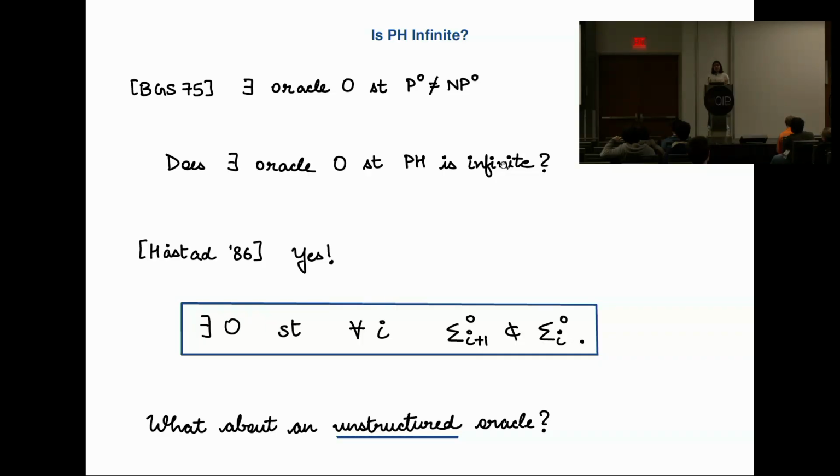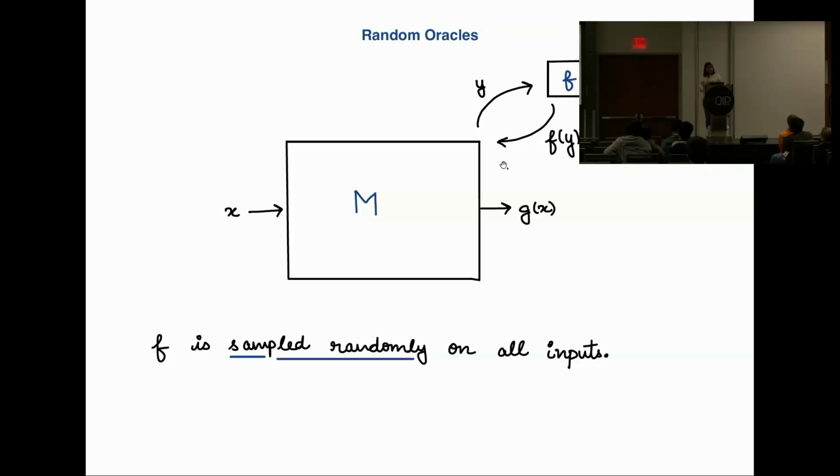But both of these oracle separations use a lot of structure in this oracle to be able to show such a result. So these are very contrived, structured oracles constructed precisely for the purpose of showing that PH is infinite. And then it's natural to ask whether we need all this structure in the oracle to show such a result, or whether we can also show that PH is infinite even if you have some very unstructured oracle. So what do we mean by an unstructured oracle? Well, we'll talk about the random oracle model as our model of unstructured oracles. So what is the random oracle model?